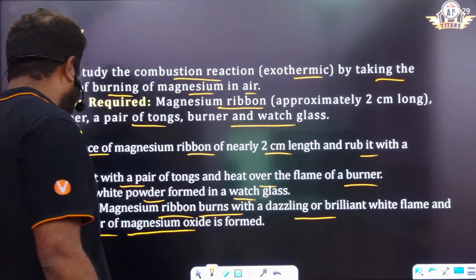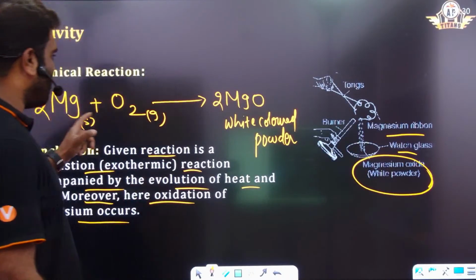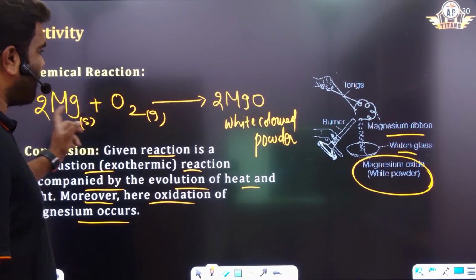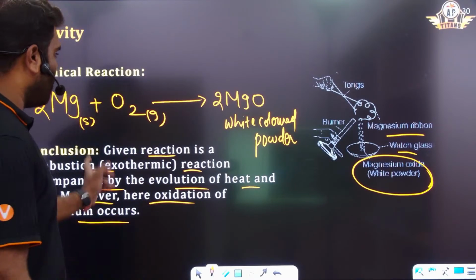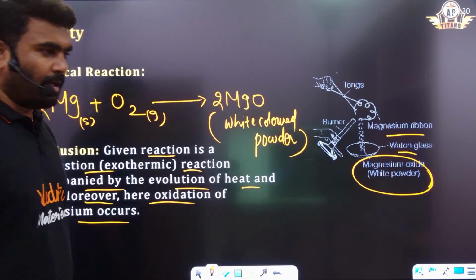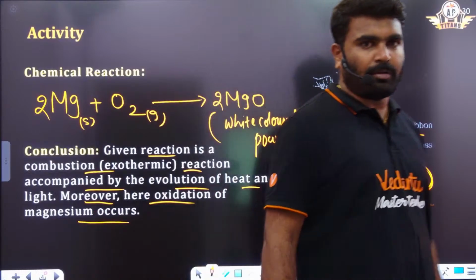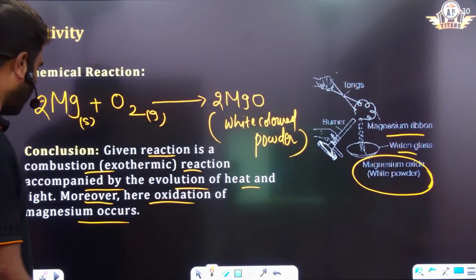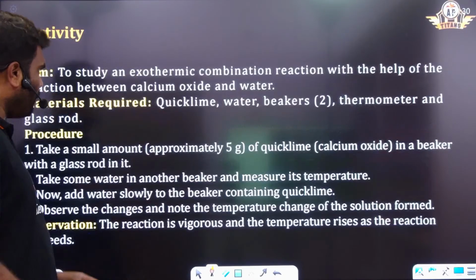So here, magnesium is burning in the presence of oxygen, what will we be getting, beta? Magnesium oxide. Magnesium burning in the presence of oxygen gives magnesium oxide. So that is what, beta? A white colored powder will be formed. An ash colored powder will be formed. Okay, so next you can see the next.